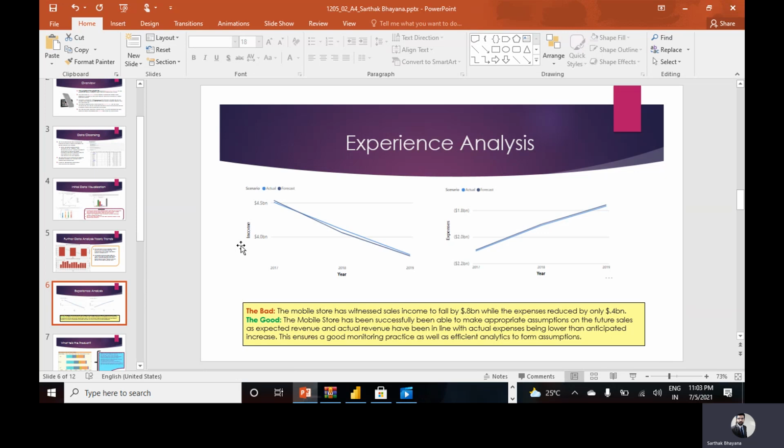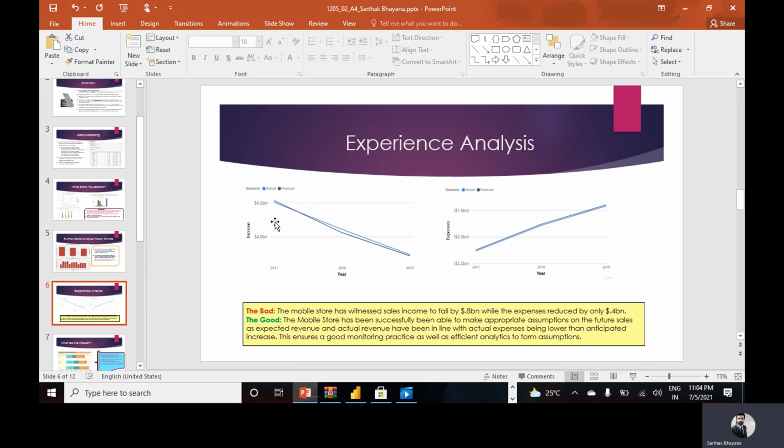Moving on further to the next graph, the experience analysis shows what the IDA Mobile Store team had predicted its sales and expense to be, and what it actually was. It has done a pretty good job in predicting its expense and its revenue overall, in a way that we see that these lines are close together. Moreover, the good guy over here for us is that the expense part has always been lower than the one predicted, and the income part has been higher than the one predicted.